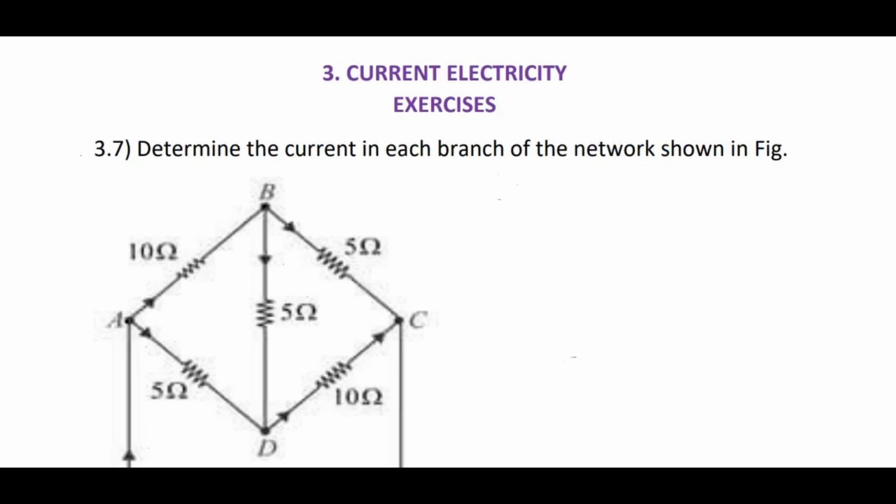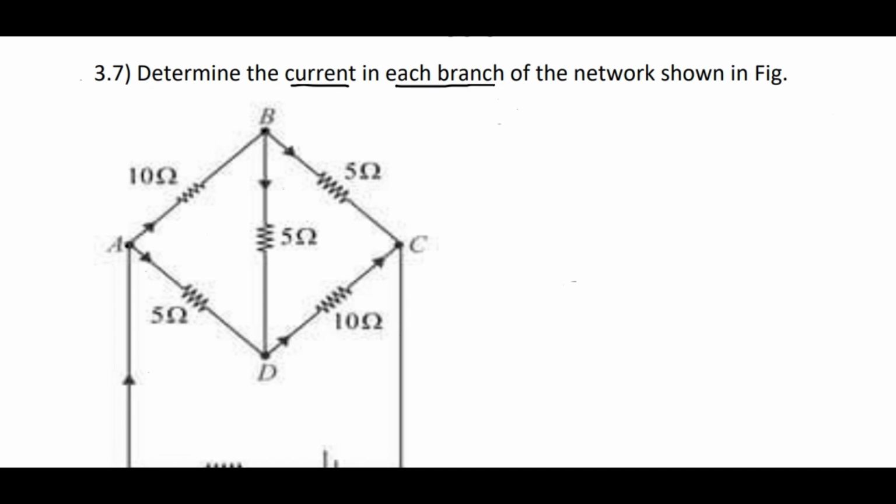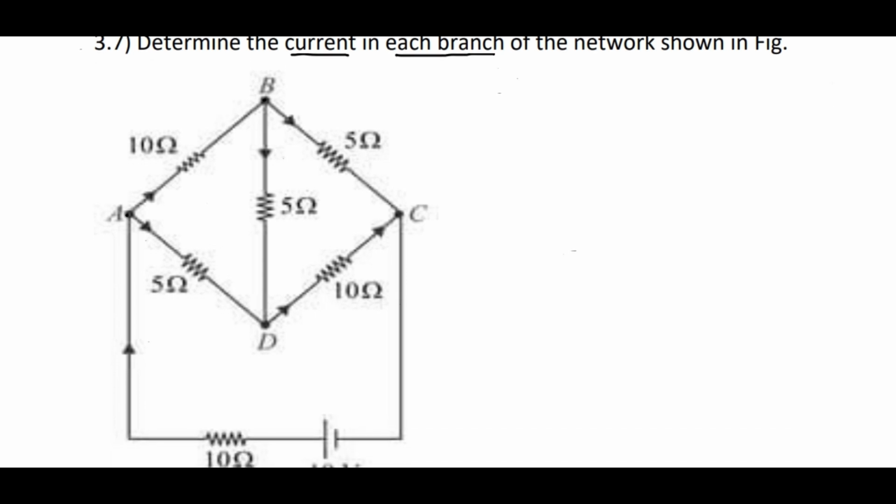Hello students, in this video we are going to discuss 3.7 from current electricity. Determine the current in each branch of the network shown in figure. This figure is nothing but a Wheatstone bridge.